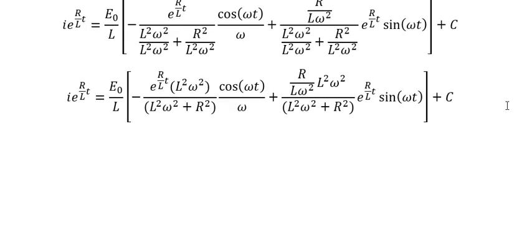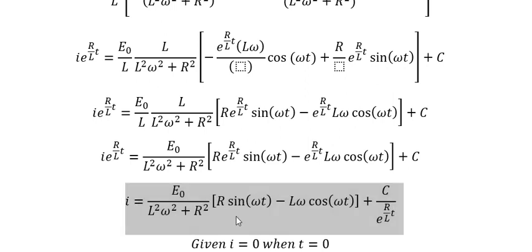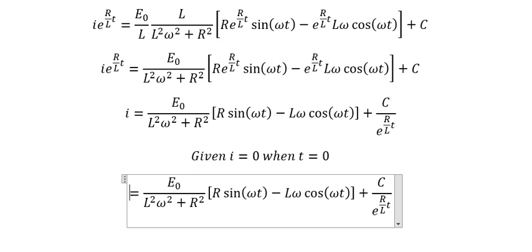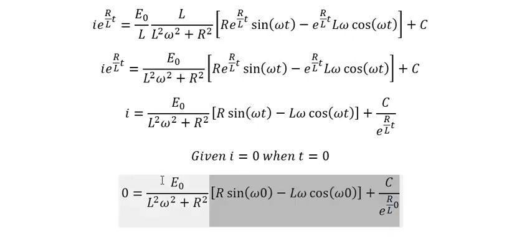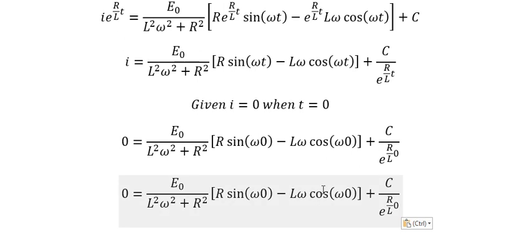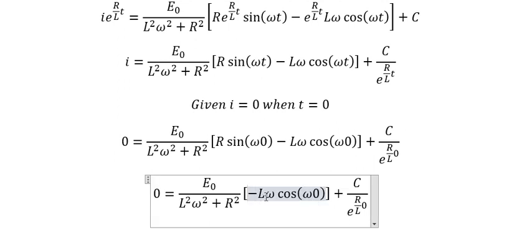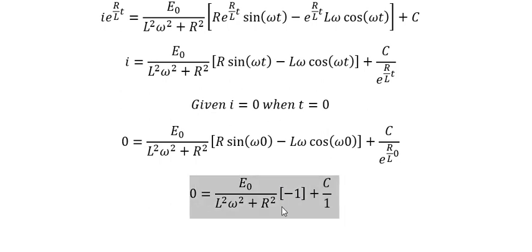So when we put I equals 0 and t equals 0, we need to find the constant in here. So we put 0 here, here, and here. And here, so we simplify everything. So this one we have number 1, this one you get number 0, because sine of 0 is 0. This one we have number 1, so we simplify again.